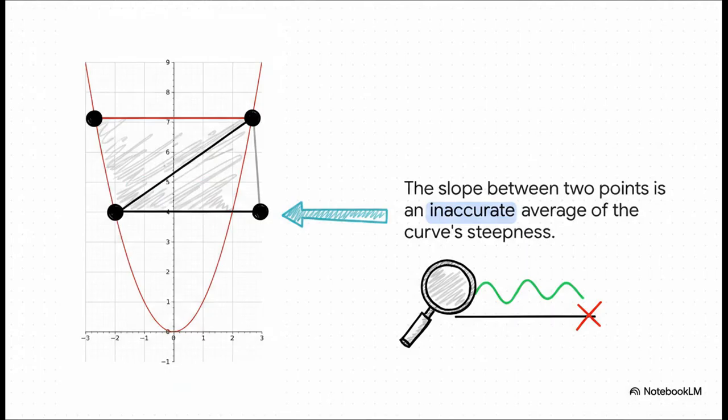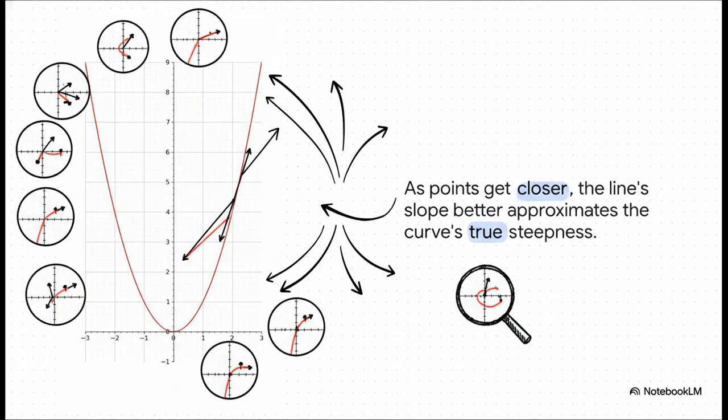Well, let's start by just picking two points on the curve and drawing a straight line between them. The slope of that line gives us a kind of rough idea of the steepness, but it's not super accurate. It's really just an average over a pretty long distance. But watch what happens as we slide those two points closer and closer together. See that? The line starts to hug the curve. The slope of this line becomes a much, much better approximation of how steep the curve actually is right in that specific spot.